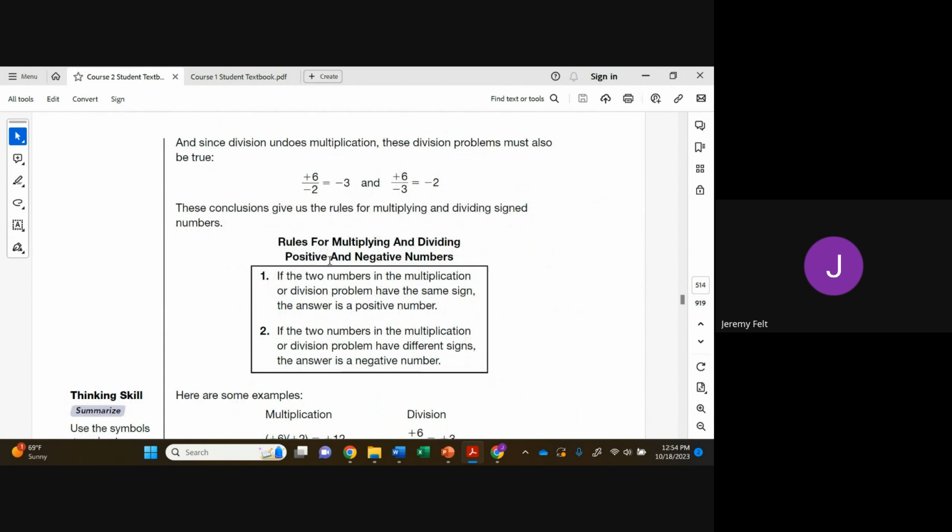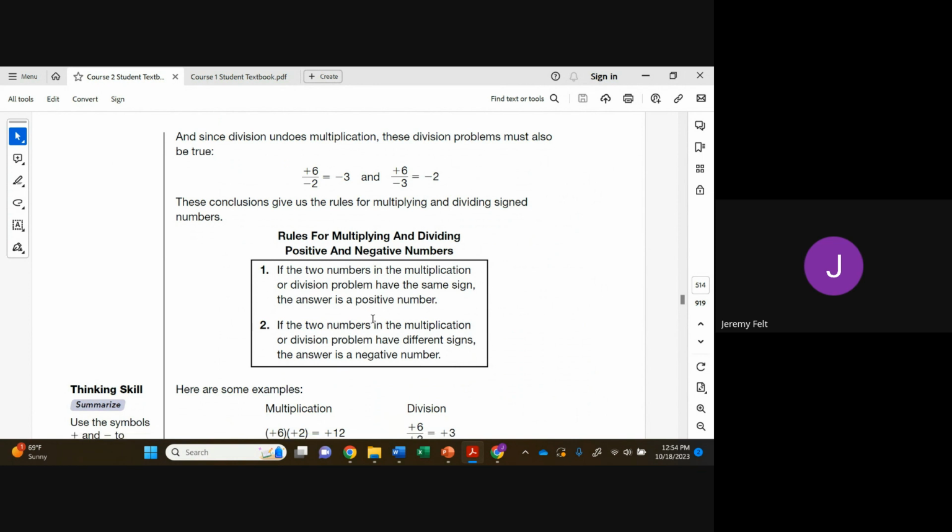There's this rules description. If the two numbers in the multiplication or division problem have the same sign, the answer is a positive number. Again, that works for when there are 2 numbers, but if we have more than that, then obviously we're going to need to account for all the signs. If the 2 numbers in the multiplication or division problem have different signs, the answer is a negative number. So again, if this kind of terminology is easier for you to remember, then that's great.